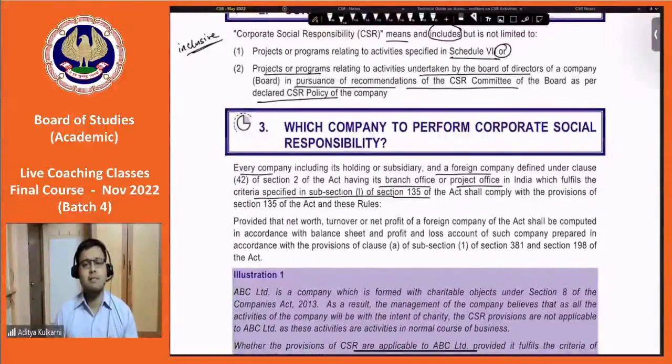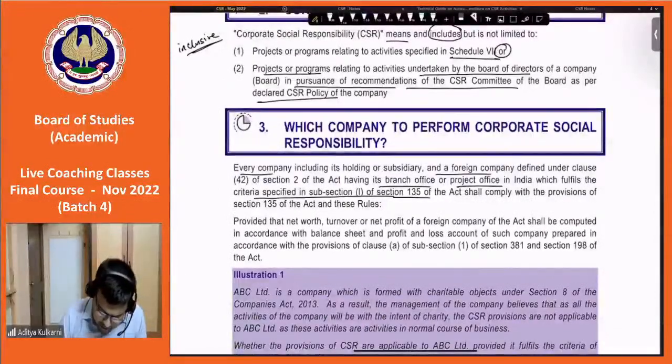Sir, every company means listed company? Yes. Public unlisted company? Yes. Private company? Yes. Section 8 company also? Yes. So it is applicable to all these companies. Even a foreign company having its branch or project office in India, to that company also it is applicable. So all the companies, there is no exclusion at all.